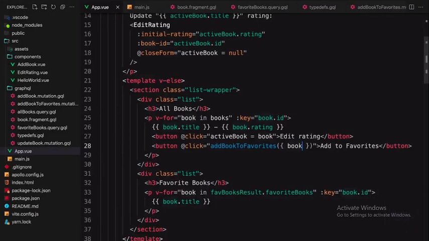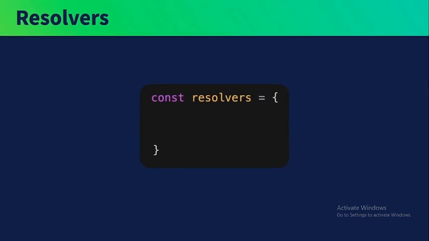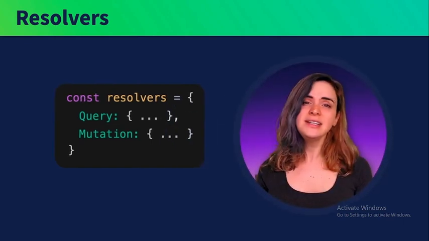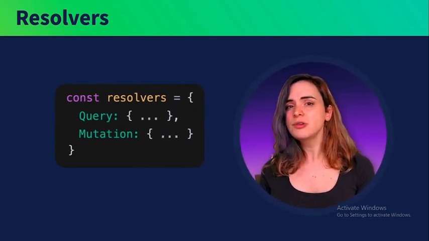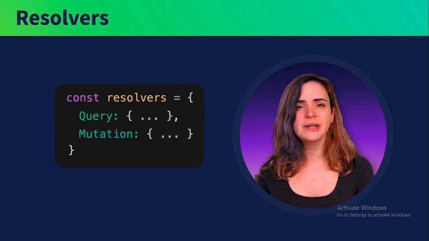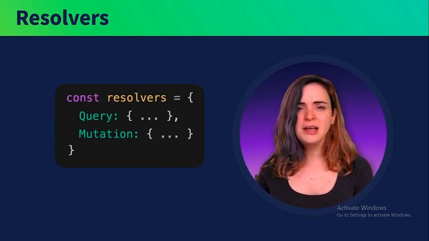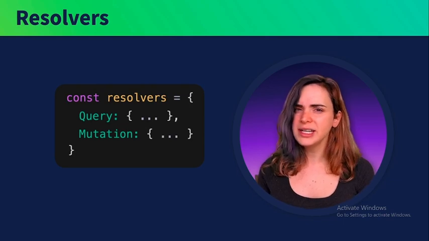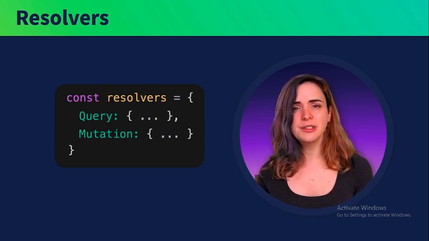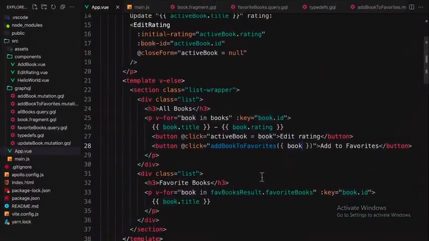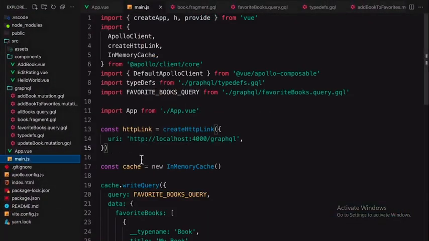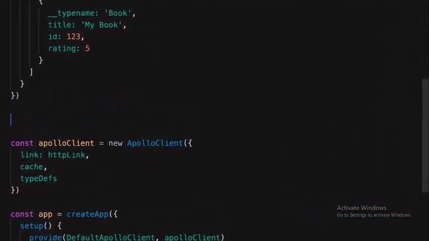Such instructions are called resolvers, and they should be written as an object with the fields like Query and Mutation. We didn't need a resolver for our favorite books query because it was a straightforward cache reading operation. Our new mutation is more complicated and therefore requires a resolver. Let's go ahead and open our main.js file and start with creating a new constant called resolvers.